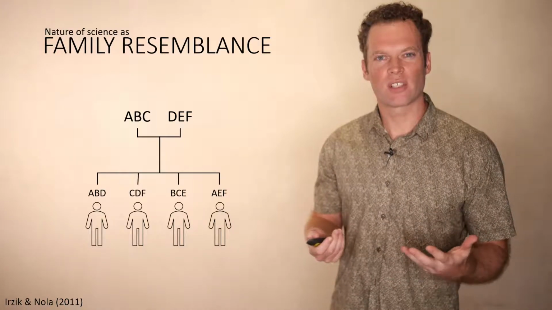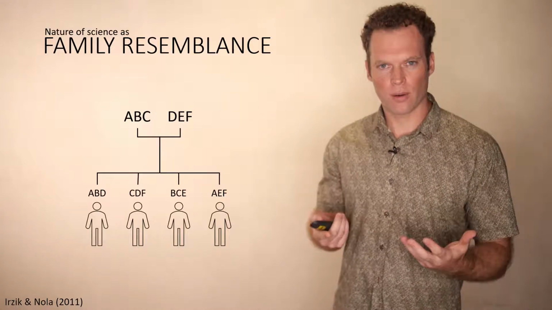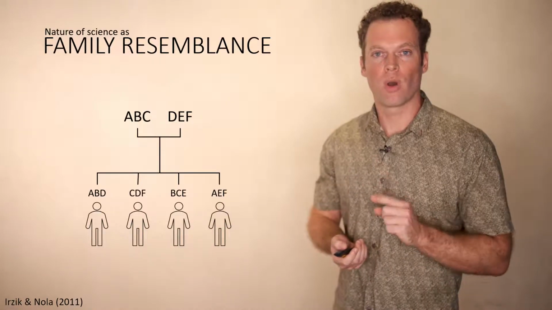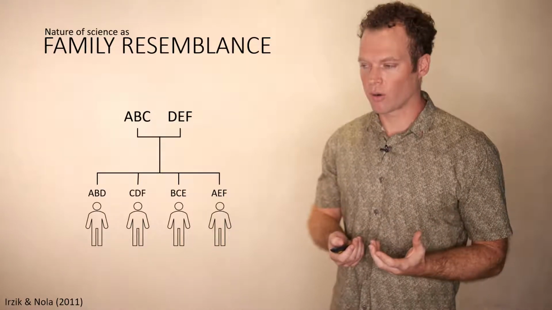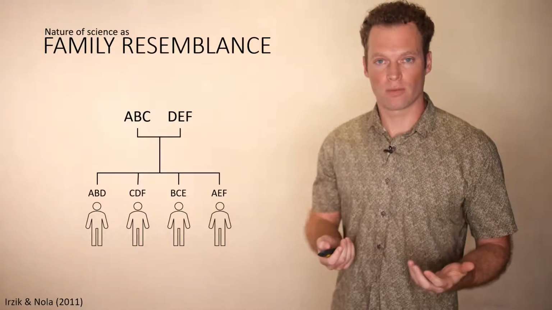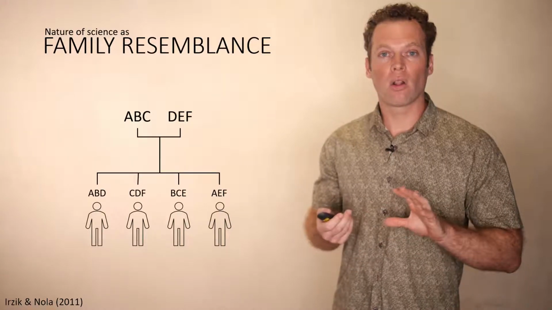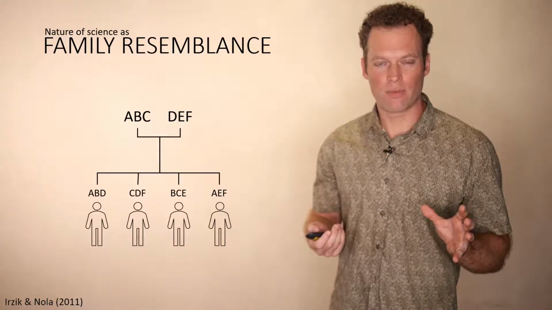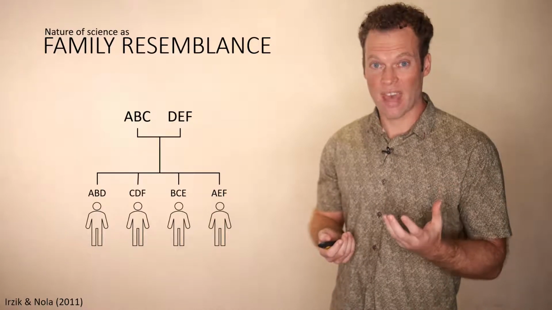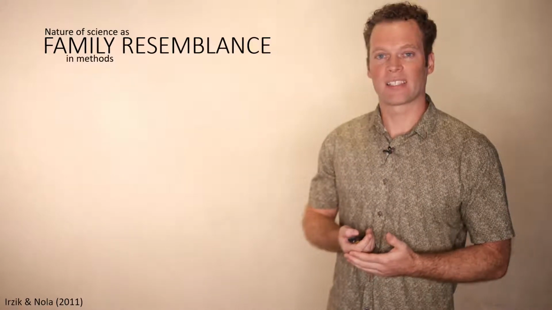It is clear they share something in common, and that common characteristic is the family of which they are a part, and that can be known through understanding and comparing their characteristics. And so Erzik and Nola apply this to explaining the nature of science, where there are many different scientific disciplines that, while superficially they may appear to be different, they do have some common characteristics that make them scientific. And so they give some examples in scientific methods.